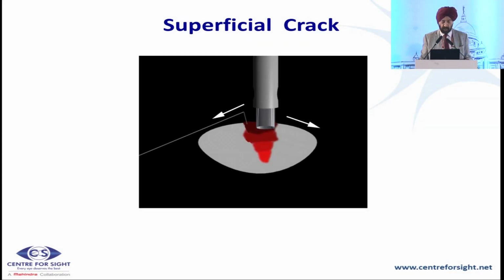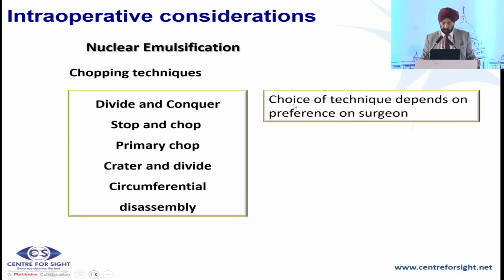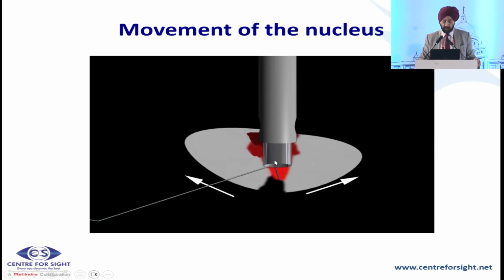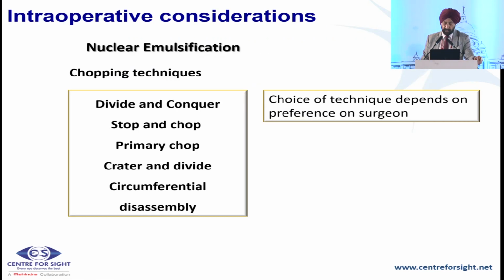This is important. When you are doing a splitting or the crack of the nucleus, a superficial crack, if you put on the top, the vector forces will go like this and you will not get a crack. So what you have to do is a trench which is deep enough, and you need to split it. You have to split it in this manner.